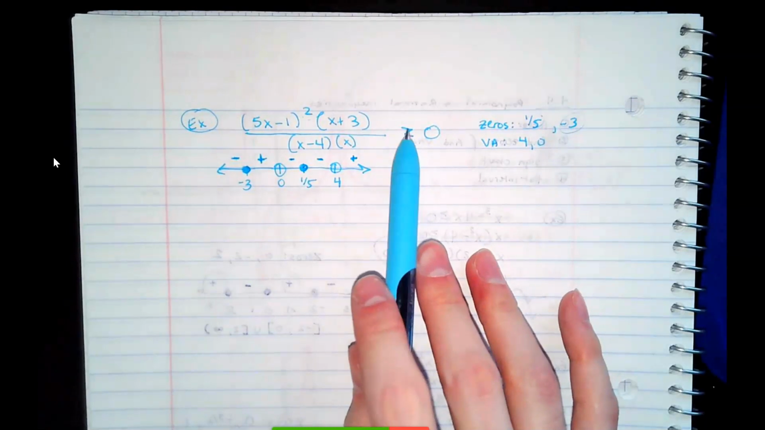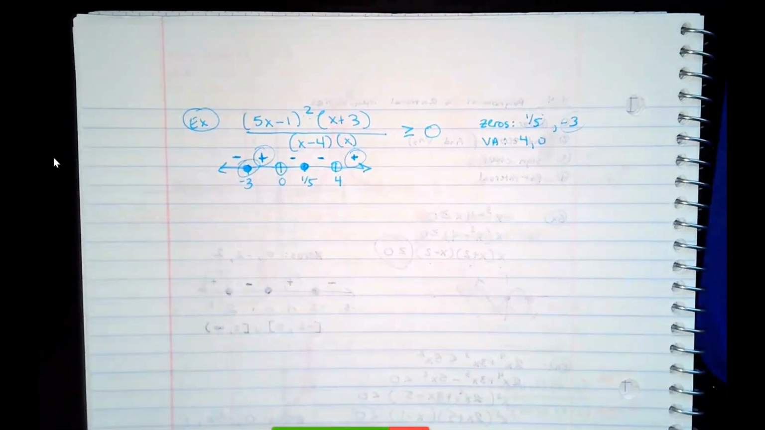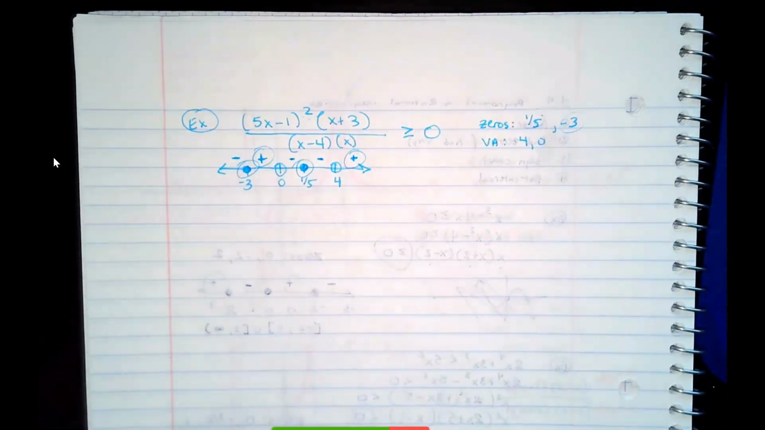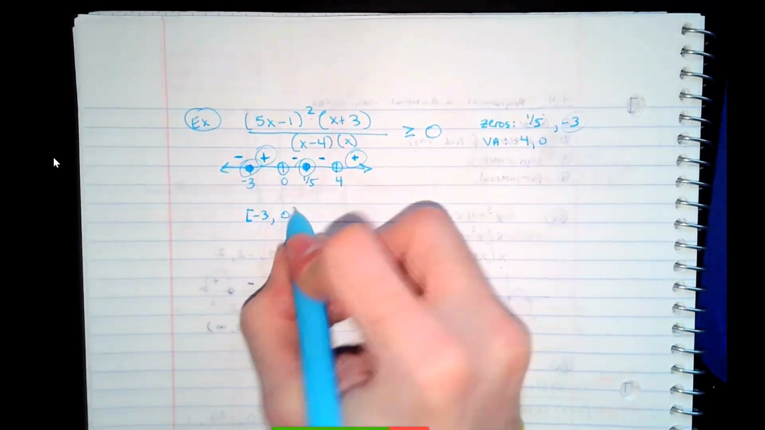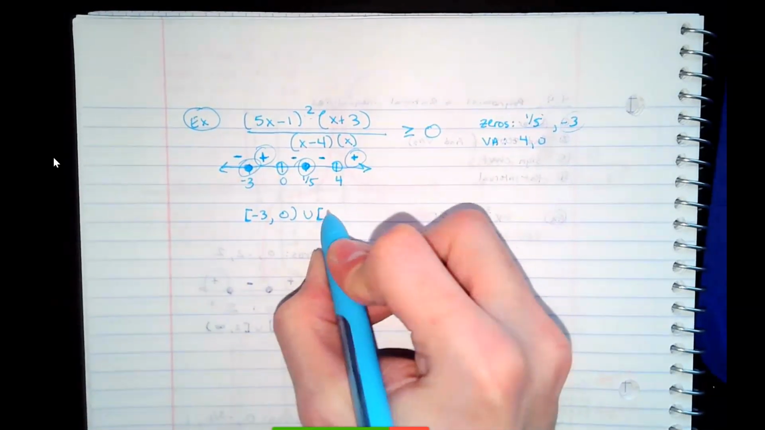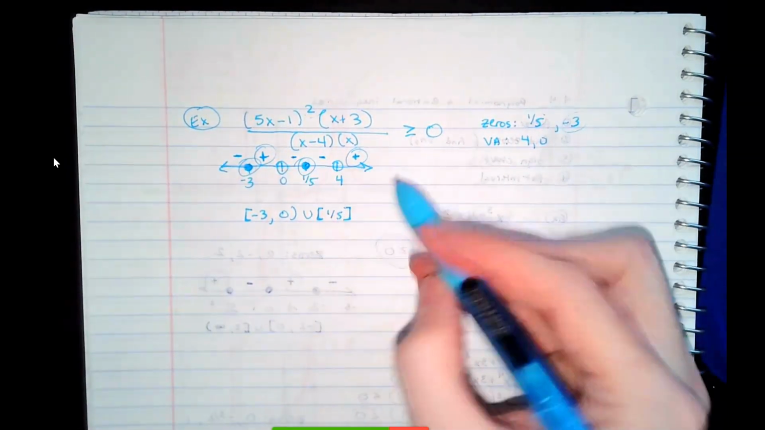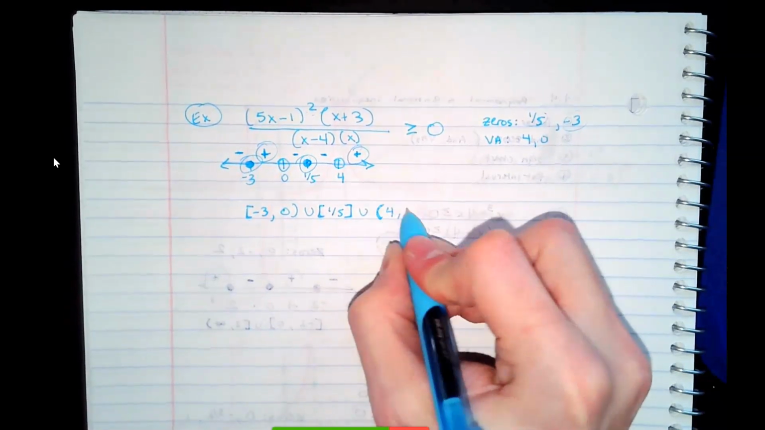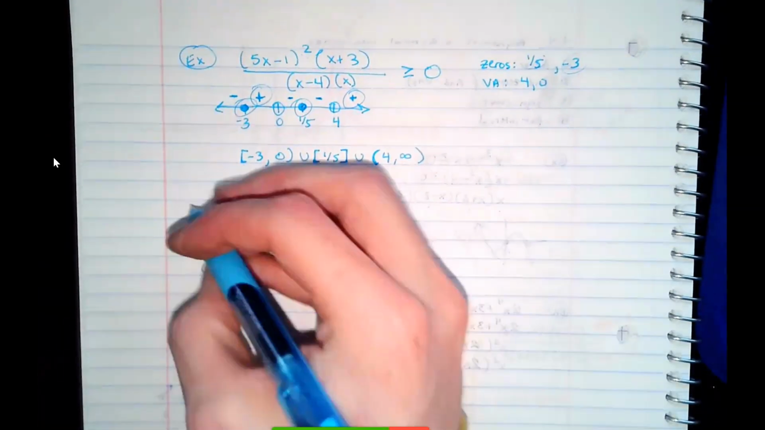So we want to be greater than or equal to 0. So we're going to take our positives and our inclusions. So we're going to do -3 to 0. -3 with a bracket, 0 with a parenthesis. We're going to include the point 1/5 because that's where it's equal to 0. And then we're positive past 4. So parentheses 4 to infinity. All right, one more and that'll be it for this one.